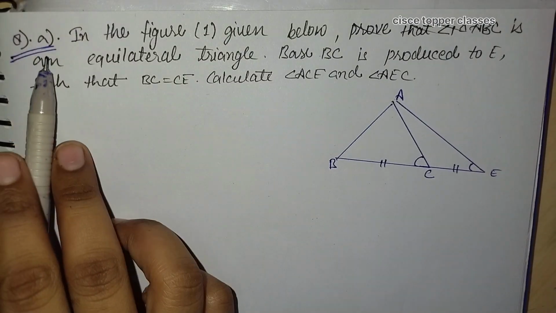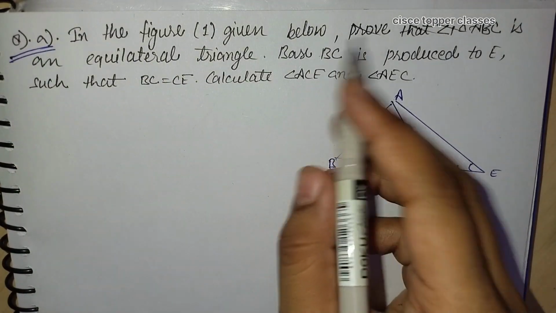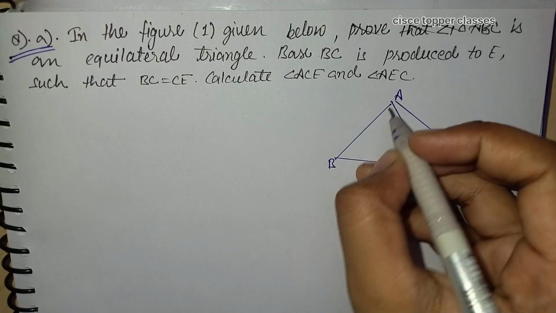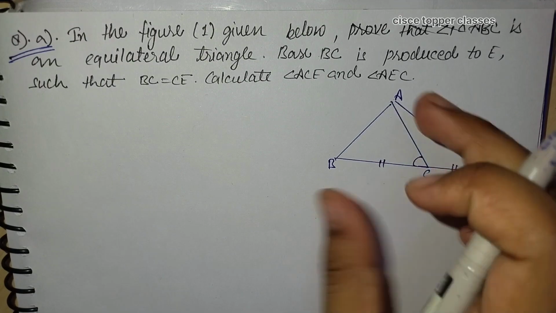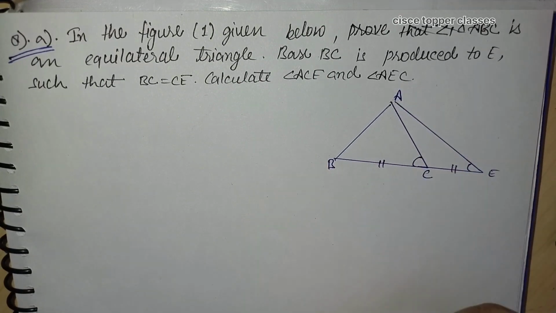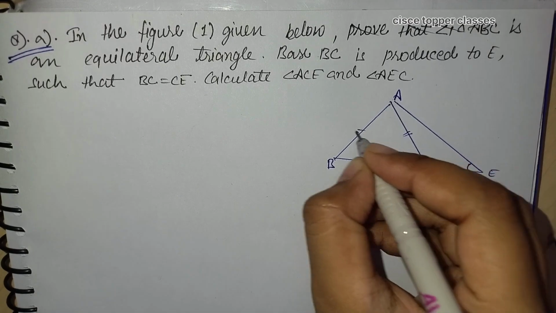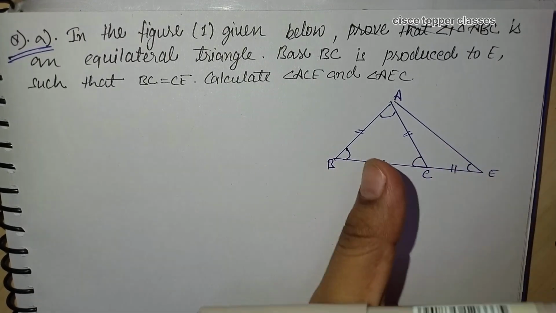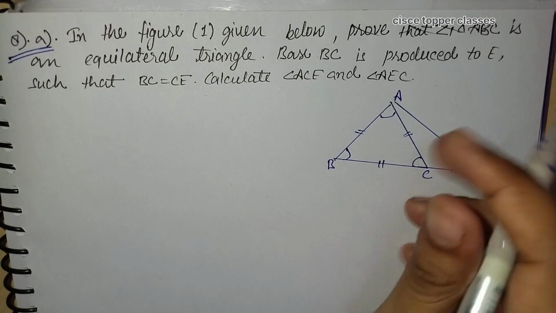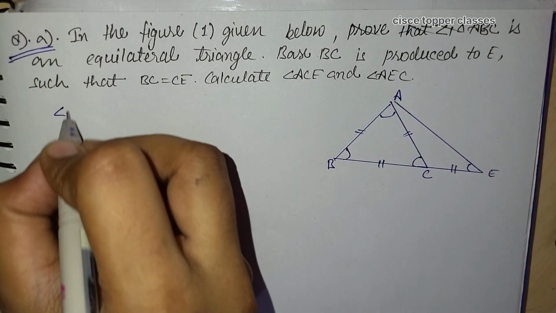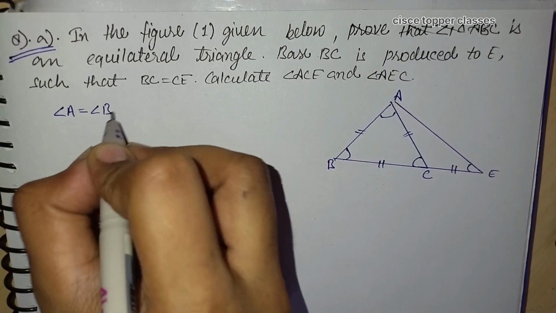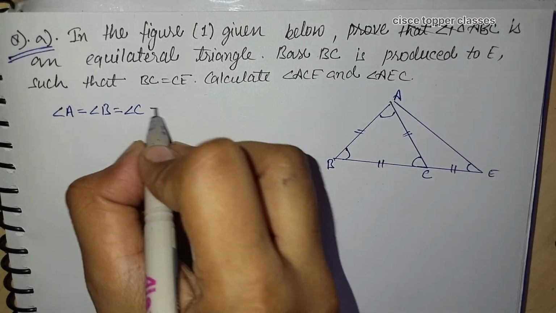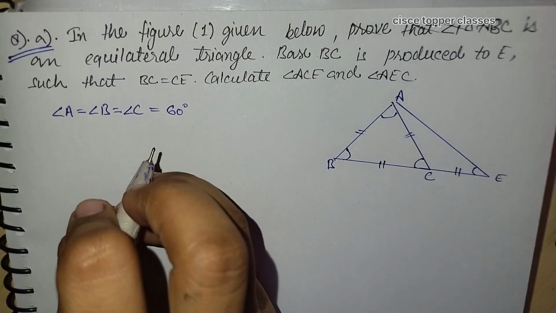Let us solve the eighth first part. In the figure here given below, ABC is an equilateral triangle. Means if ABC is an equilateral triangle and AB is equal to BC is equal to CA, so if these sides are equal, these angles are also equal according to the rule that if two sides are equal, the opposite angles will be equal only. So these three angles are equal. From here we can write angle A equal to angle B equal to angle C, and this is equal to 60 degree in the equilateral triangle.